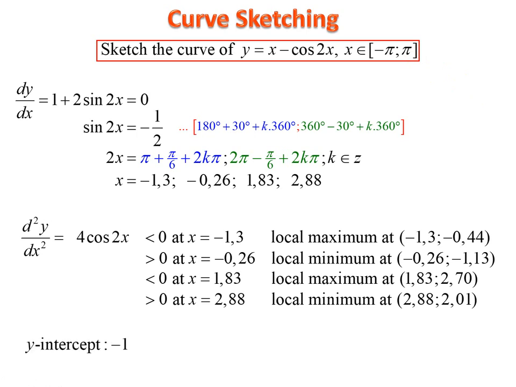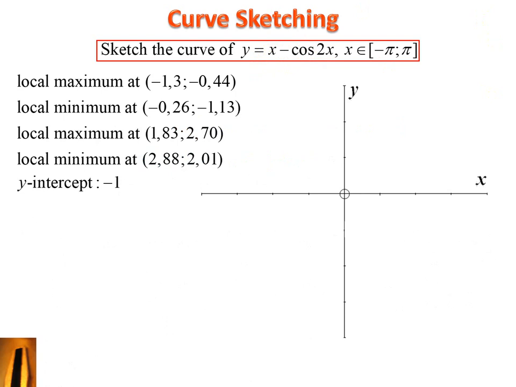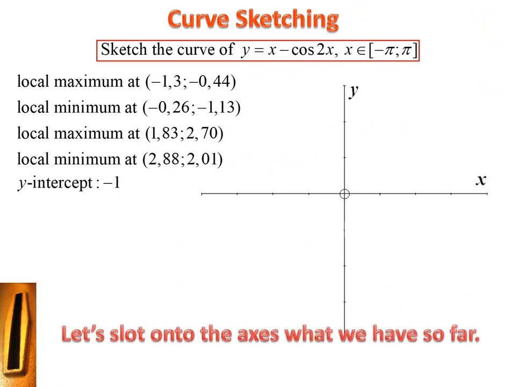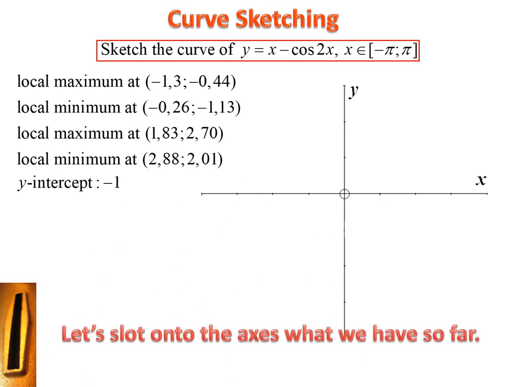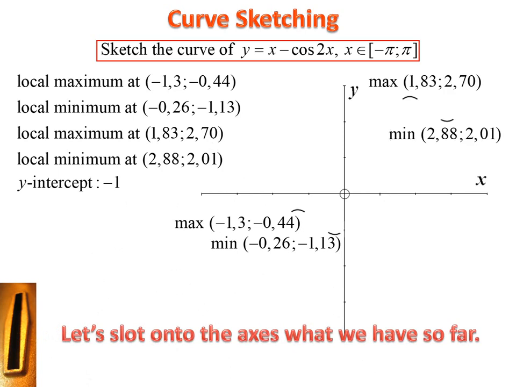Y-intercept of 1. We substitute 0 into this: 0 minus cos of 0. And cos of 0 is 1. So now we're going to slot them. Notice, comes out a slot. Oh, so corny. Right, let's slot onto the axes what we have so far. So there are our 4.